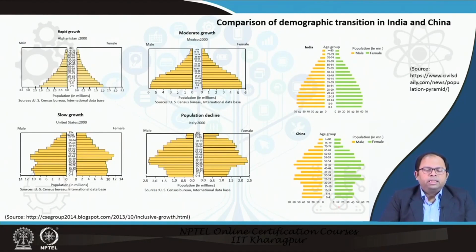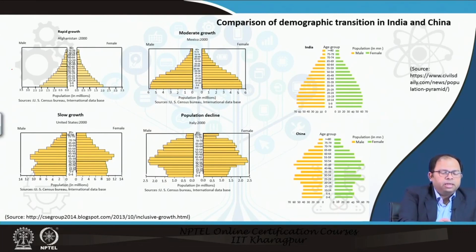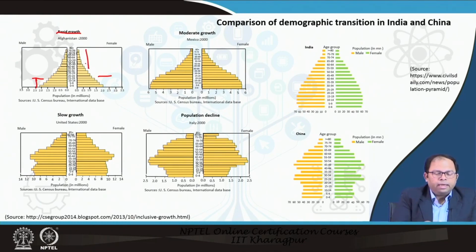Here in these figures we can see, in the first figure over here, this is the period of rapid growth, the first phase, like Afghanistan in the year 2000, where you can see that most of the population is in the lower age groups, and in the upper age groups there is very little population. And then this is Mexico in 2000. This is showing moderate growth during this time period, where we can see that the population bulge is gradually moving upwards.